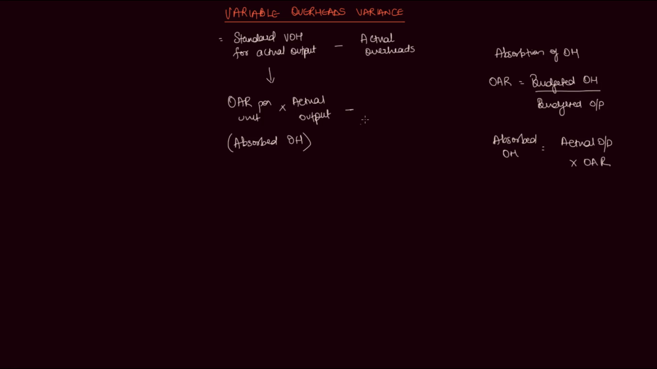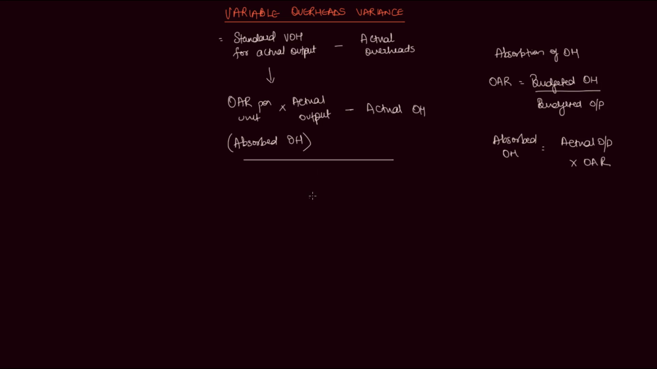This absorbed overheads, or the standard cost, will then be compared to the actual overheads, and that's how we will arrive at our overall variable overhead variance. If the actual overheads are higher than the absorbed overheads, it means you've spent more than what you've recovered from a customer. It will obviously be an adverse variance. But if the actual overheads are less than the absorbed overheads, we've spent less than what we've recovered from our customers, it will be a favorable variance.